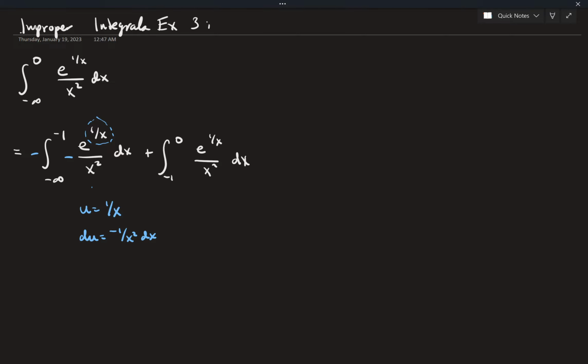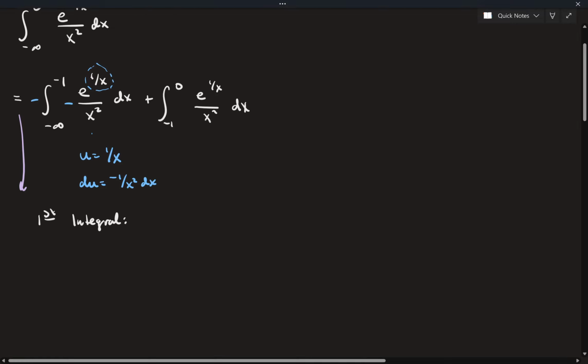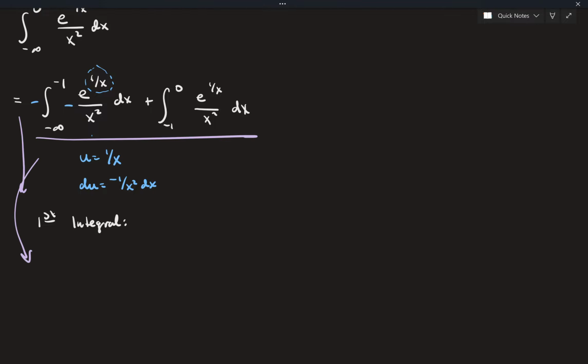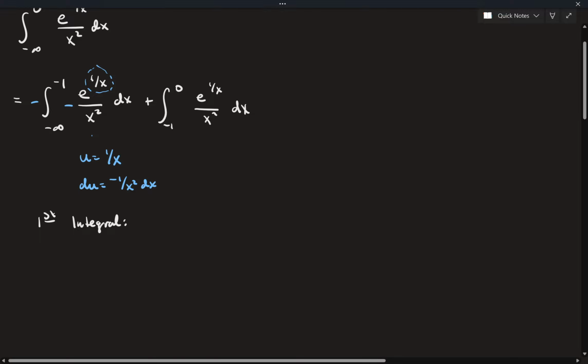And I'm not going to write an equals sign here because I'm doing them one at a time. So I'm going to label it first integral. You will lose points if you write an equals sign here and only do the first one, because then you're saying this whole thing is equal to whatever you write there, and it's not true. So the first integral is negative.